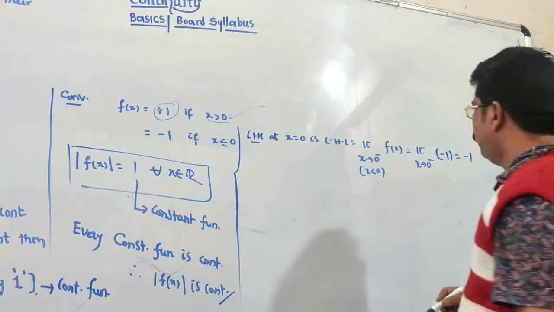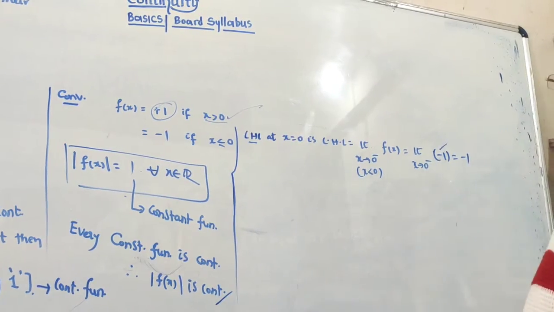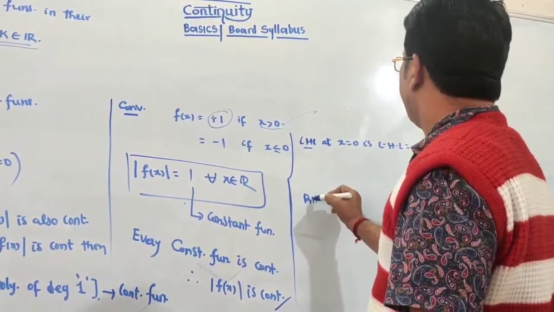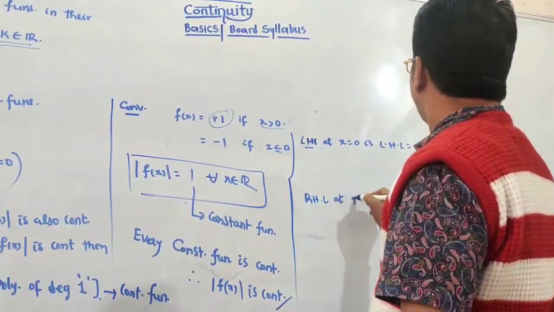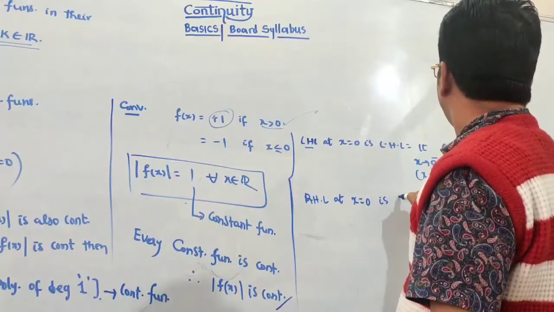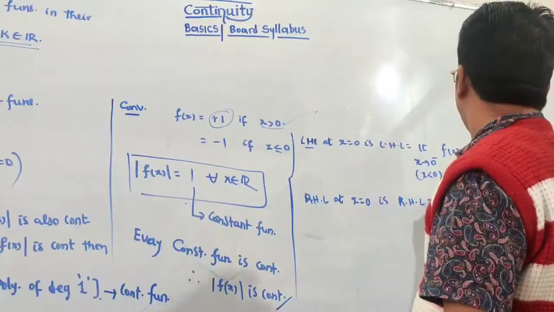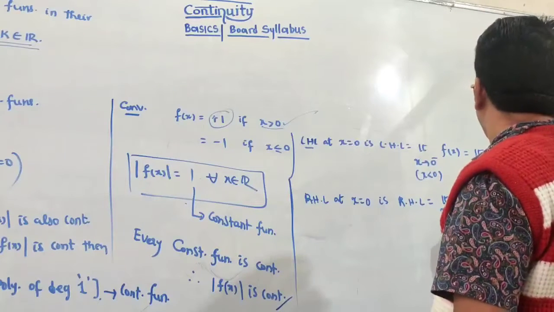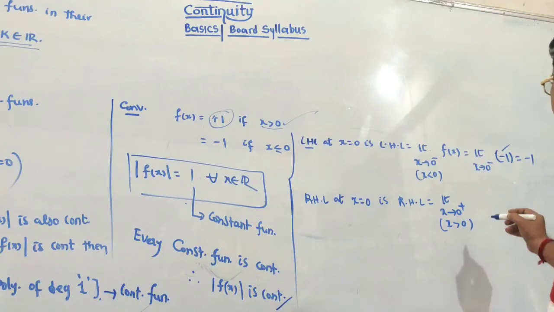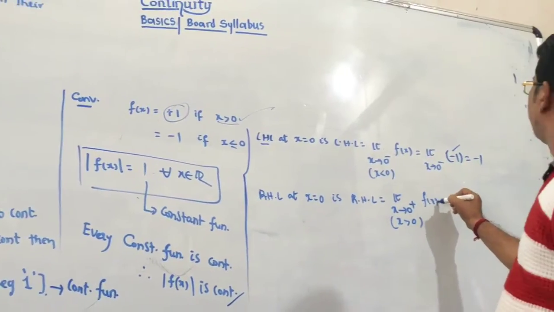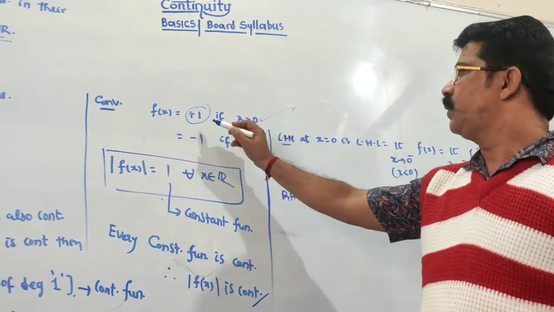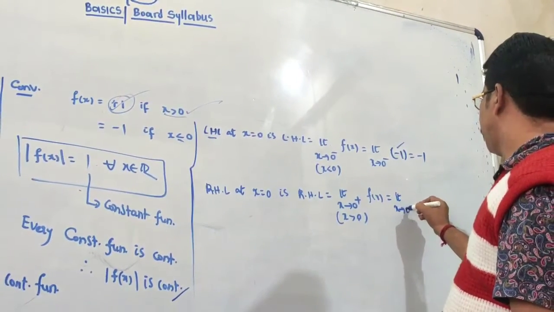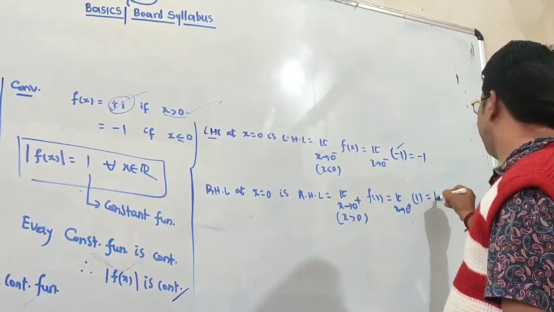So that is equal to minus 1 because it is a pure constant. Next, the right hand limit. Similarly, the right hand limit at x equal to 0 is RHL, that is equal to limit x tends to 0 plus, x is greater than 0. This is f of x. So x is greater than 0 means it is plus 1. So limit x tends to 0 plus of 1 is equal to 1.